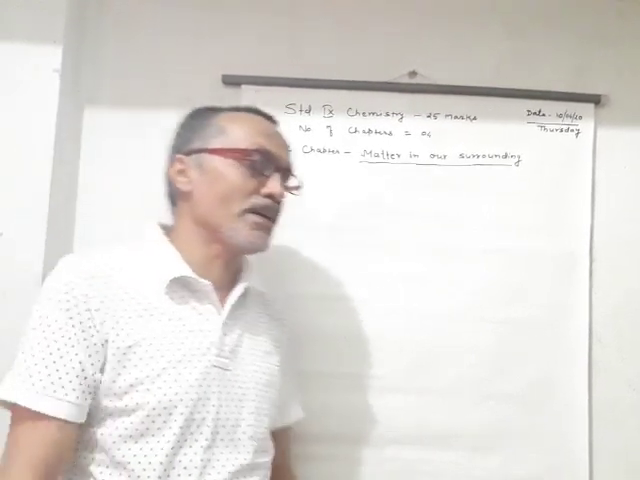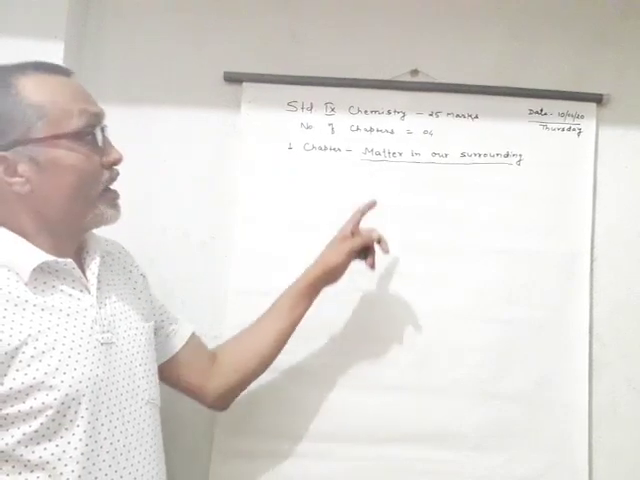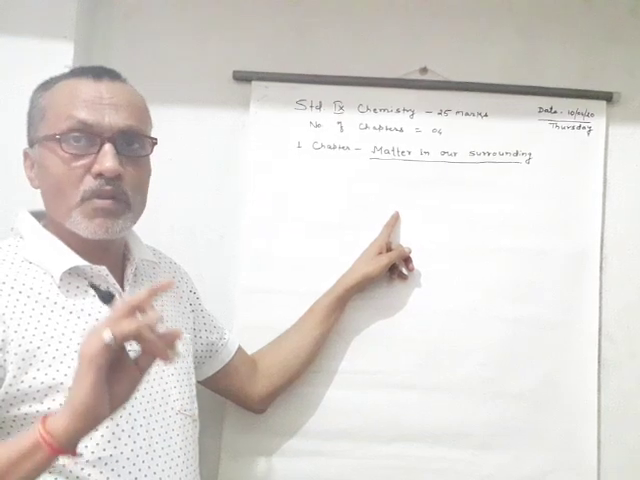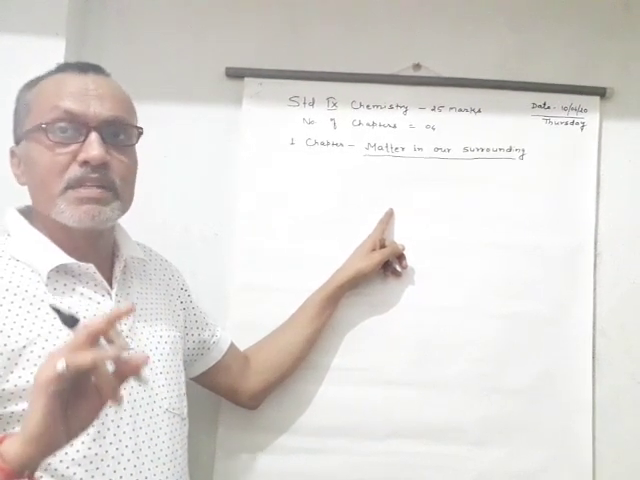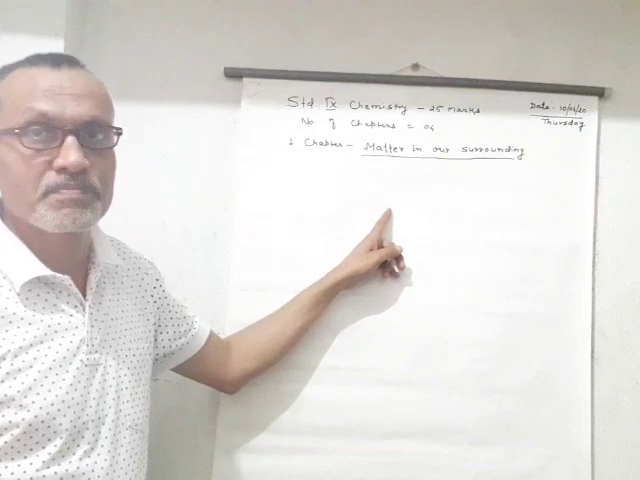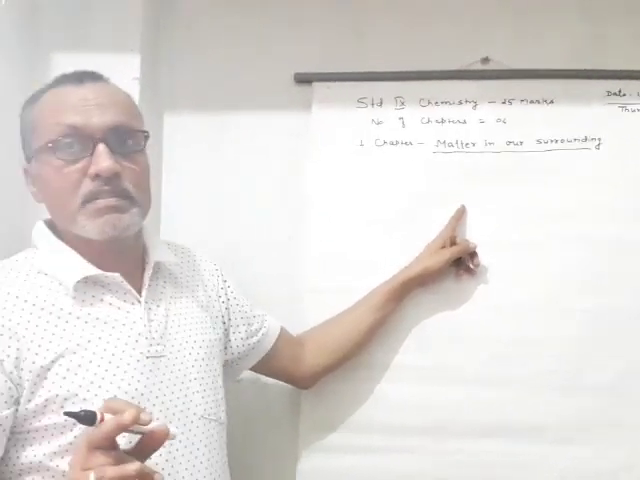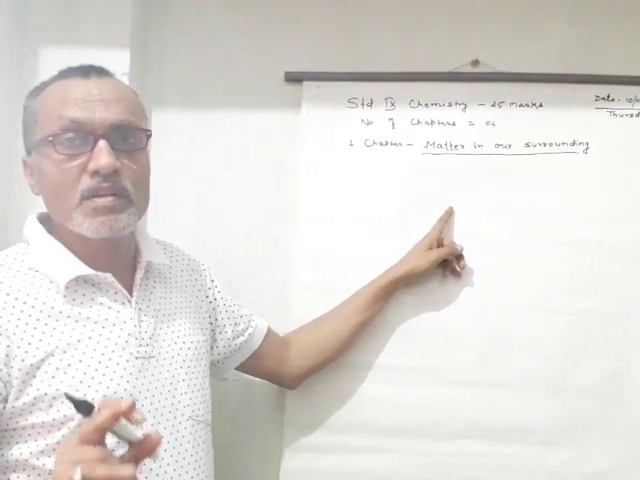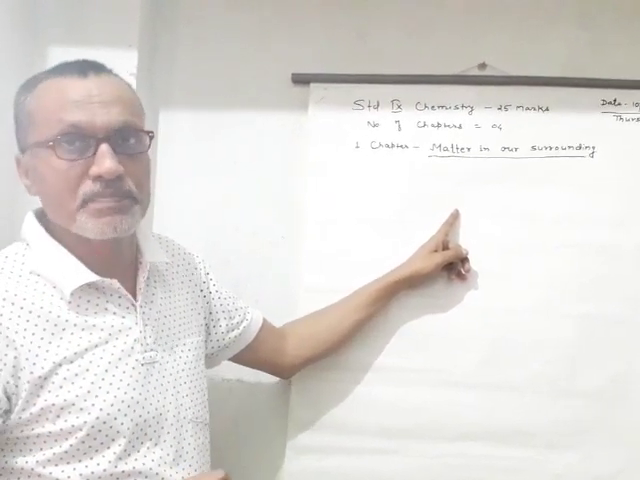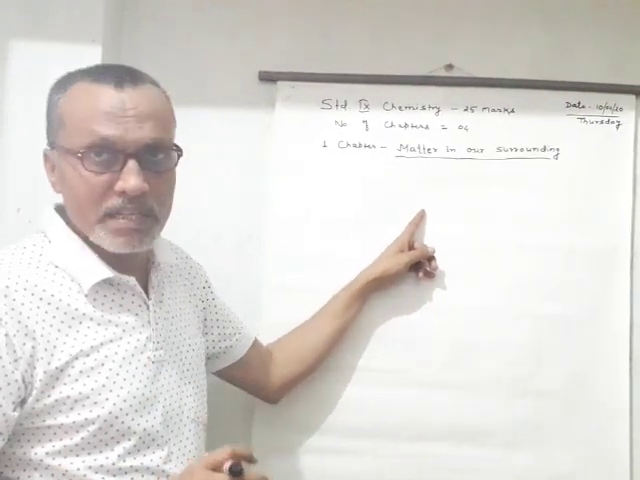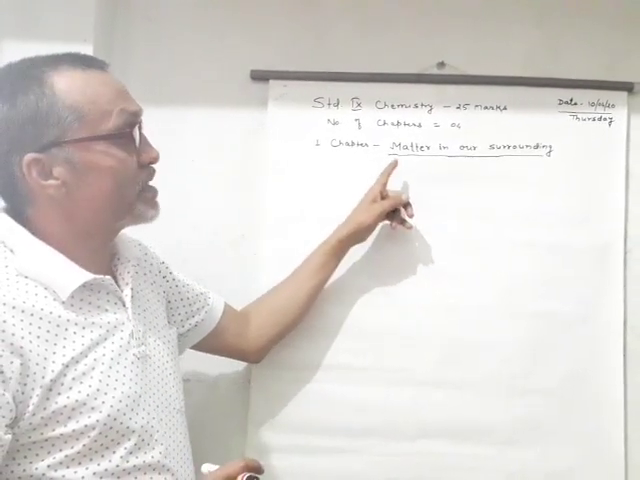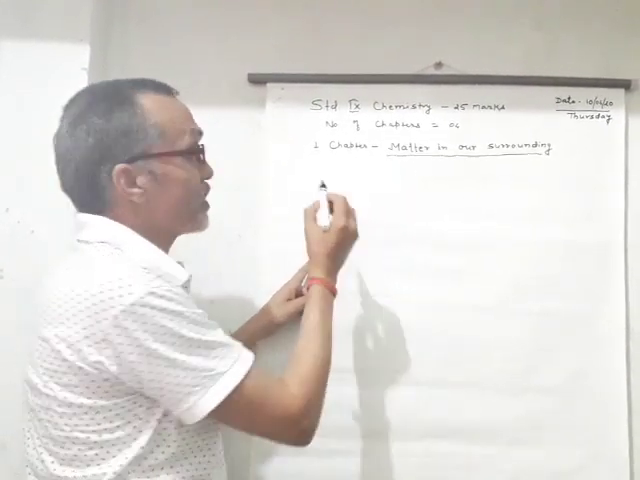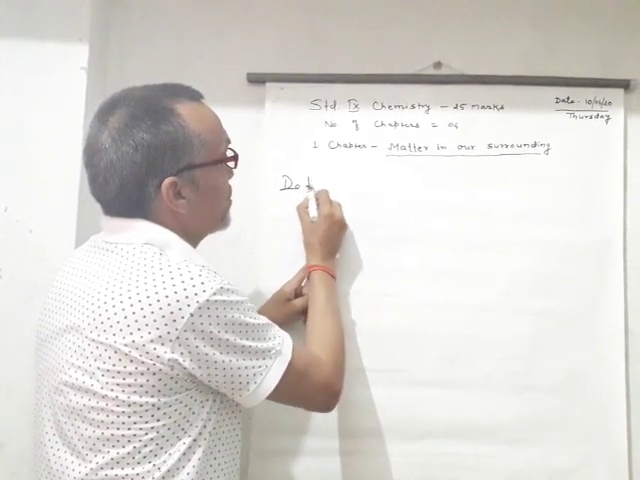But one thing, students, I would like to tell you: in the first chapter we shall learn about matter only on the basis of its physical property, and in the second chapter we shall learn about the classification of matter on its chemical property. So, without wasting time, I am going to start the chapter. First of all, I am going to explain the definition of matter.